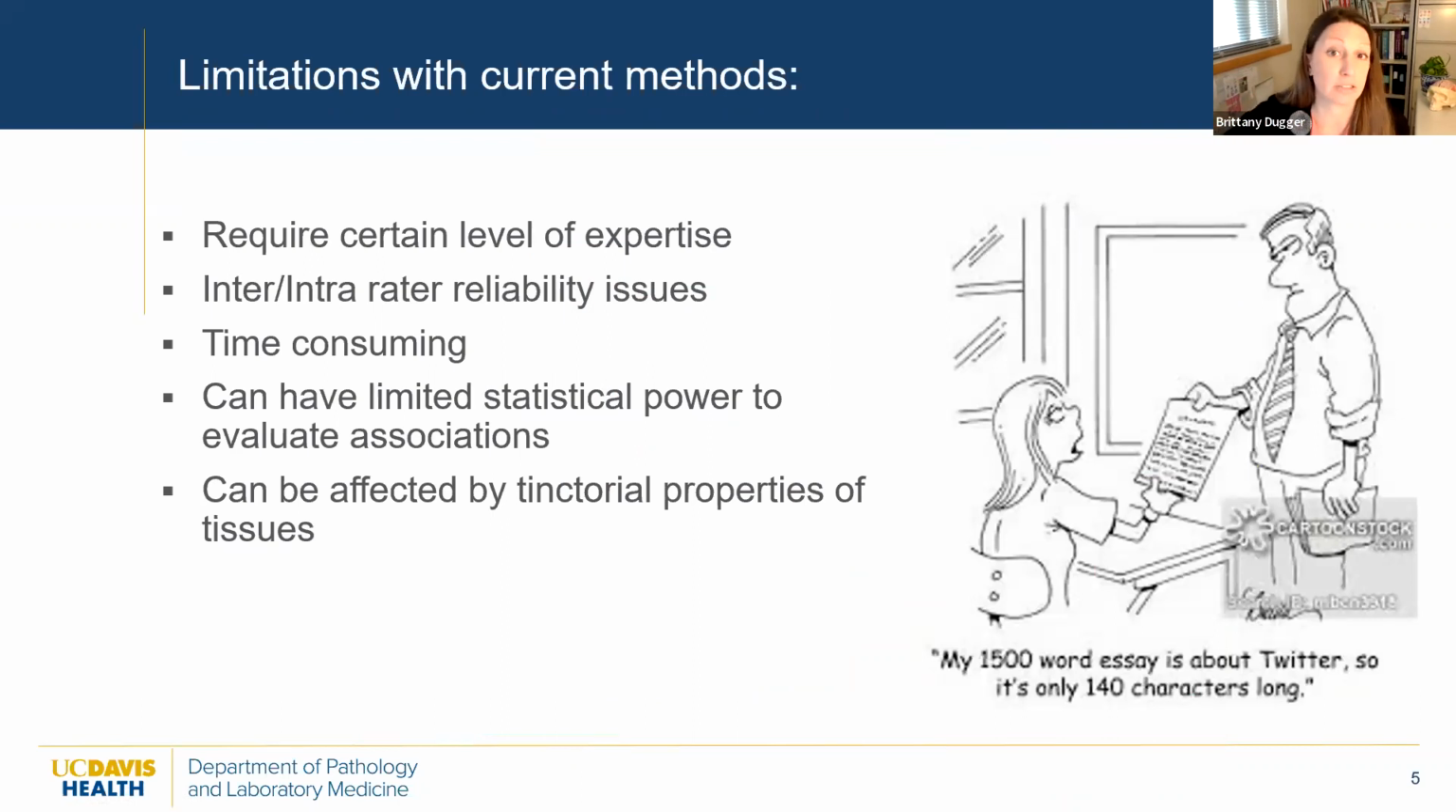But the problem is there are limitations with these methods. They require a certain level of expertise. There can be inter- and intra-rater reliability issues, and they can be quite time consuming. You can have limited statistical power to evaluate associations. So think none, mild, moderate, severe. You only have those categories. Everything can asymptote off at severe. So how are you making correlations?